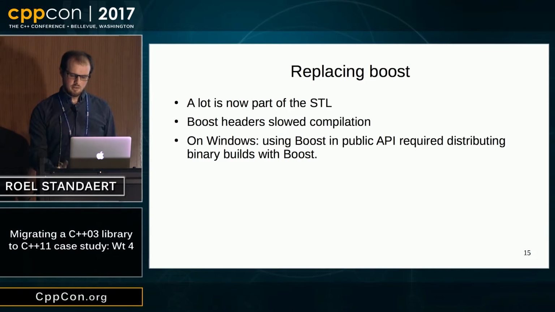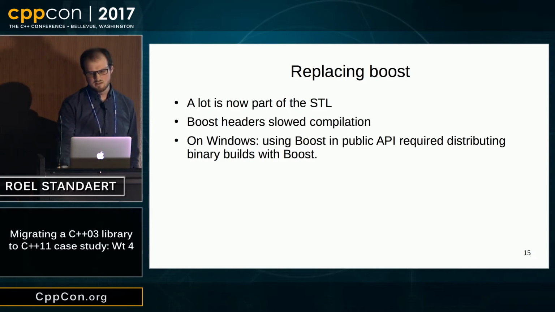Another thing that we could do now is, because C++11 and beyond incorporates a lot of features that were first in Boost, we could scratch a lot of that and replace it with stuff that's now in the STL. We knew that these Boost headers slowed compilation times a lot, especially because you have a lot of headers that are just made to support older compilers, and we didn't need that. We just targeted C++11 now.